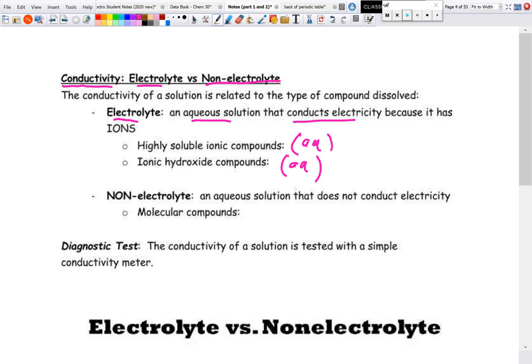Now our non-electrolytes are solutions that do not conduct electricity, so we're going to have our molecular compounds, our elements, because they don't dissolve, and of course our non-soluble ionic compounds as well. All of these won't be able to conduct electricity. Only our highly soluble ionic compounds will.